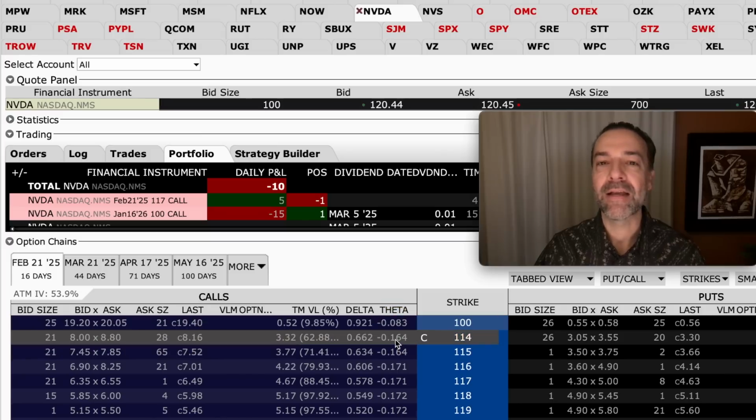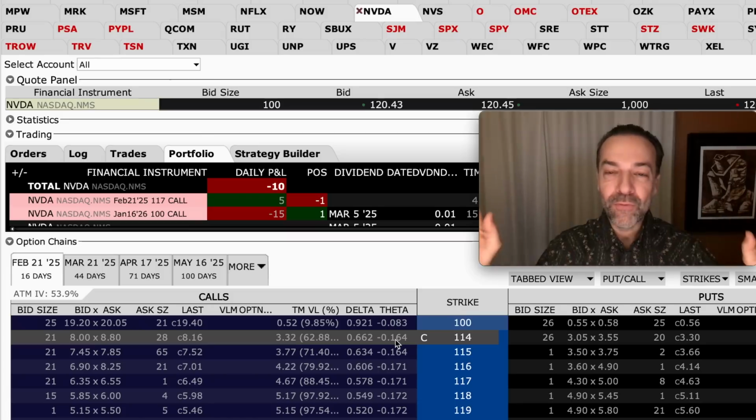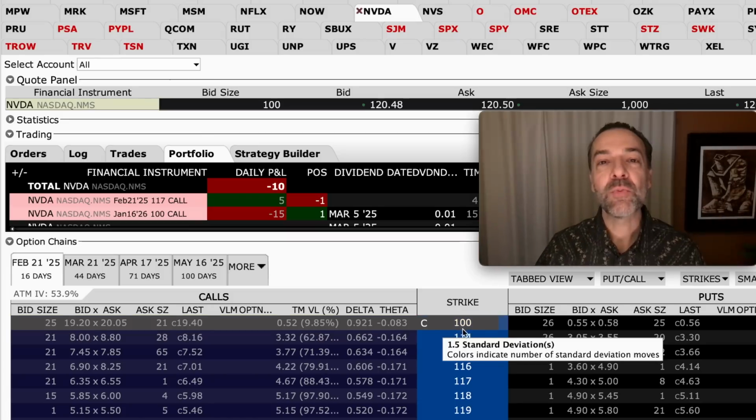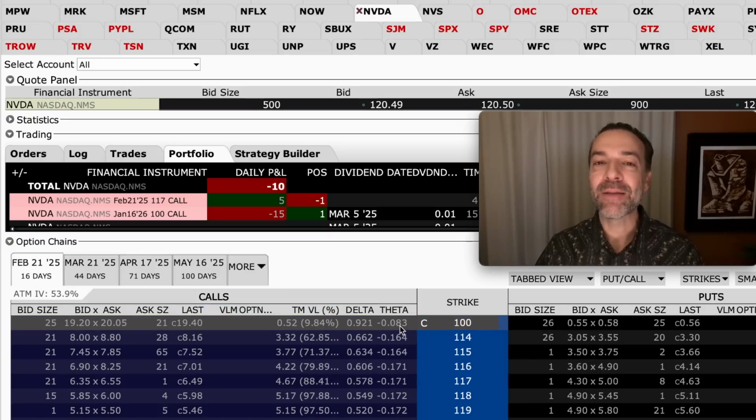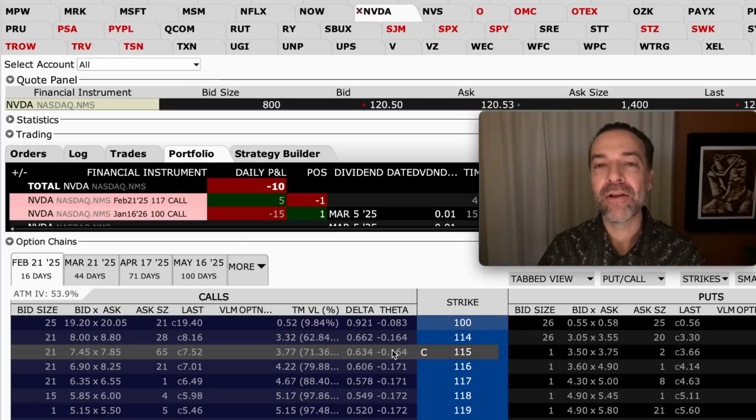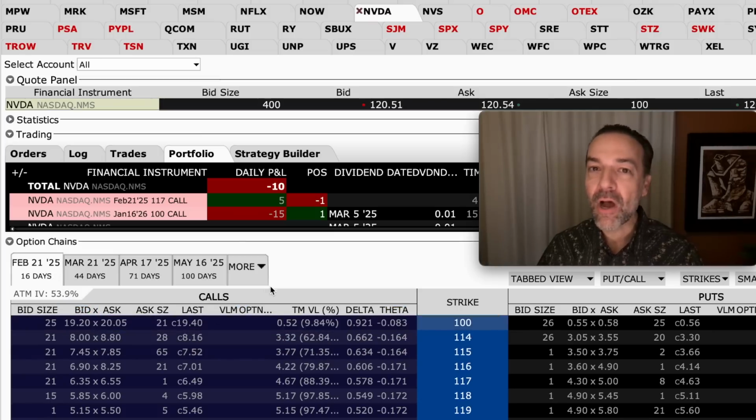But let's look at theta next. Remember, that's time decay. That's the extrinsic value. That'll be all gone, poof, at expiration. Notice that this $100 strike price call option that expires in about 16 days will lose about 8 cents per share per day. So that theta, or time decay, is a lot higher in this nearer term option than the LEAPS call option we're looking at.